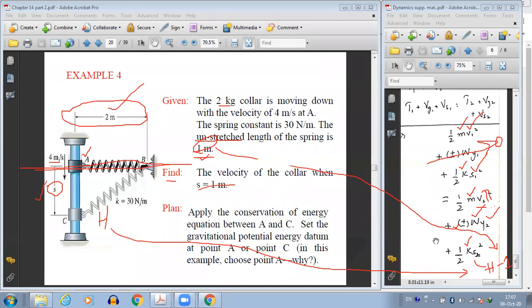It says the velocity of the collar when S is equal to 1 meter. This S is mentioned here. This is just a distance. And here in the formula we have k S1 square, k S2 square. These S are the stretches, not the distance. This is a good question. Will it be clear in the exam? I don't know, but you should see the problem and get to know which S you are talking about.